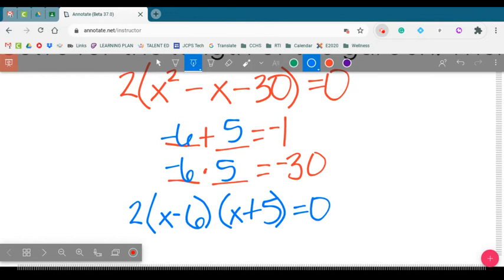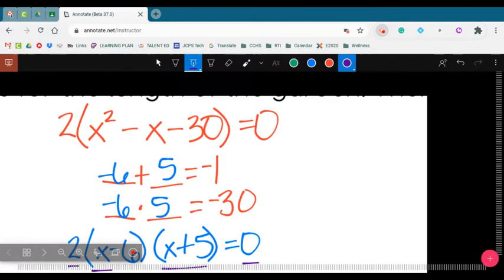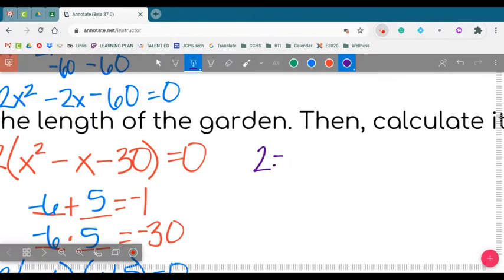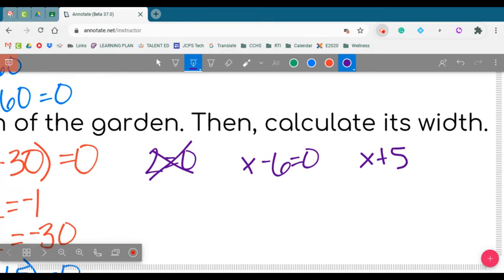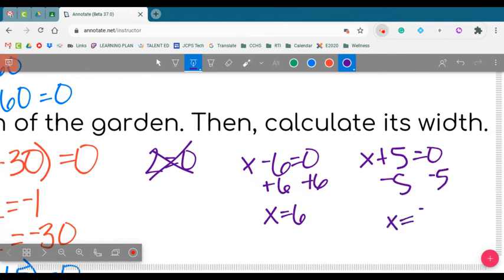Now we have to take each part and set it equal to 0. 2 equals 0, that's not true. x minus 6 equals 0, and x plus 5 equals 0. Add 6, x equals 6. Minus 5, x equals negative 5. We cannot have a negative length or width, so negative 5 is out, and x would equal 6.